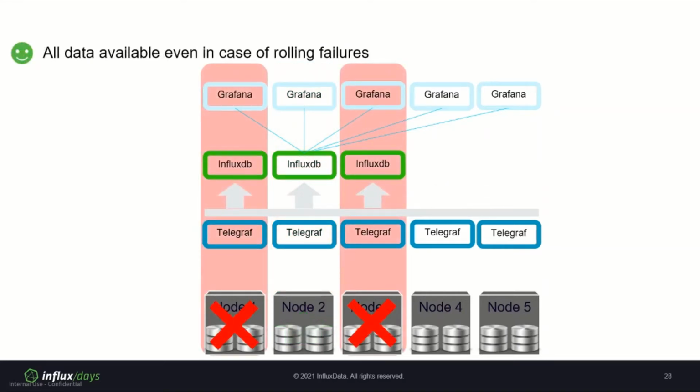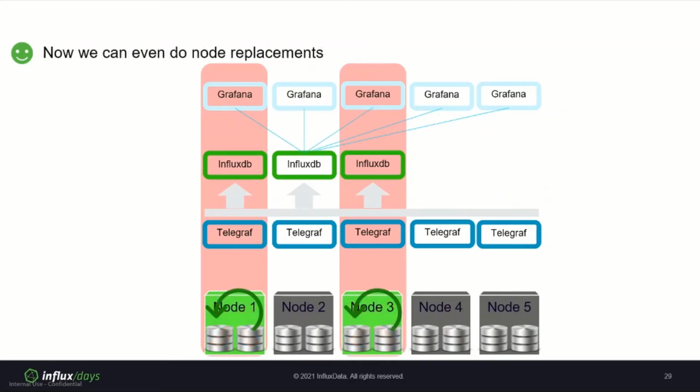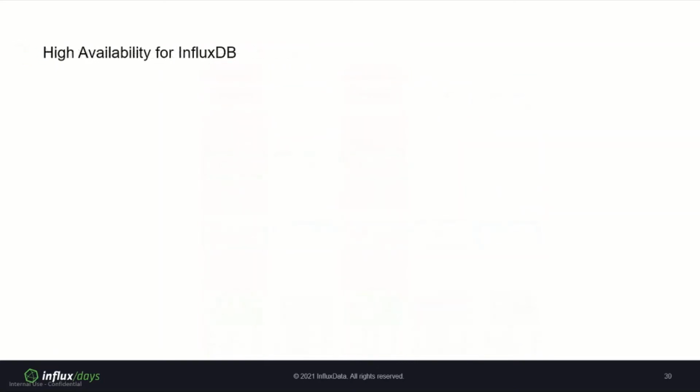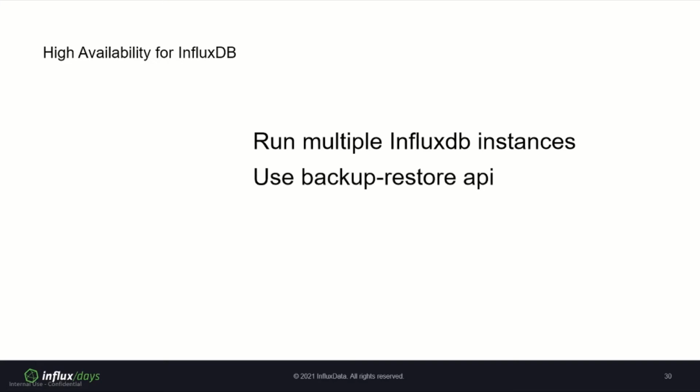So now all is good, and we are able to support rolling failures or downtimes. And we may even handle rolling node replacement, which is an important scenario for tech refresh, when a customer is replacing all hardware nodes with new ones, when all hardware comes to the end of life. As a result, using multiple instances of InfluxDB and the backup restore API, we were able to build a high availability setup for InfluxDB instances, which was able to handle the two nodes down scenario and node replacement or tech refresh scenarios.